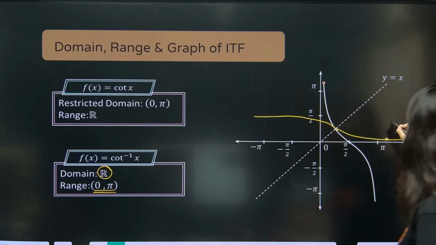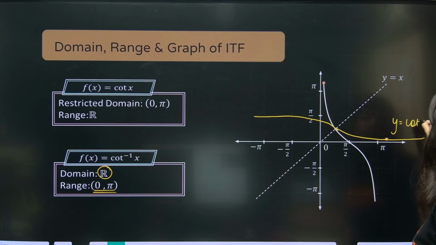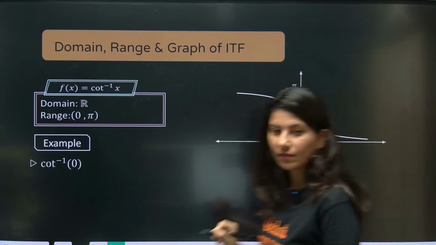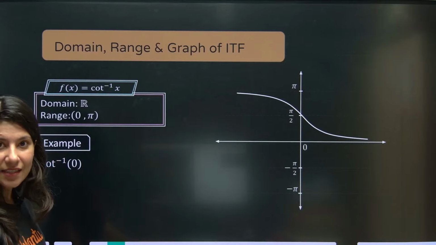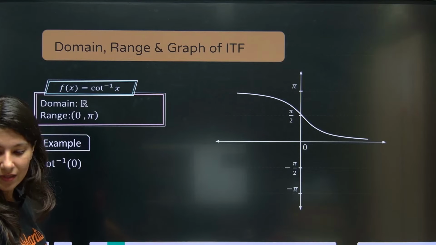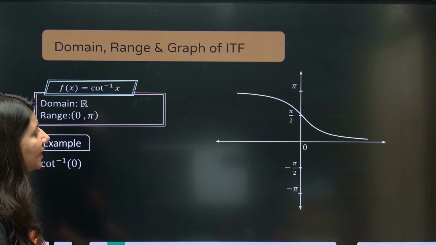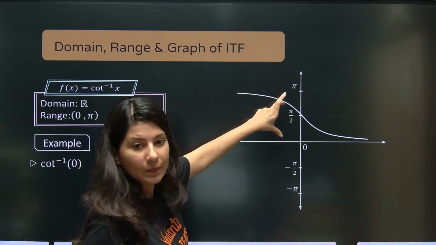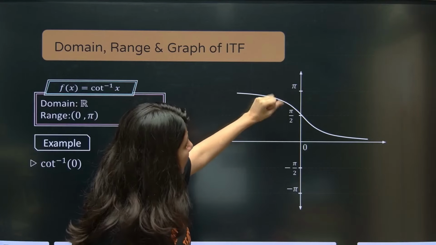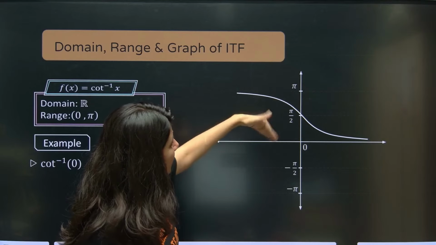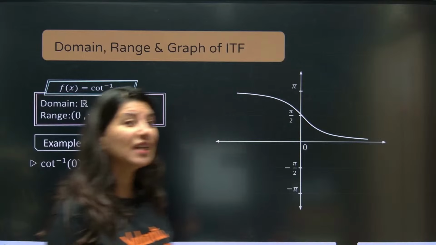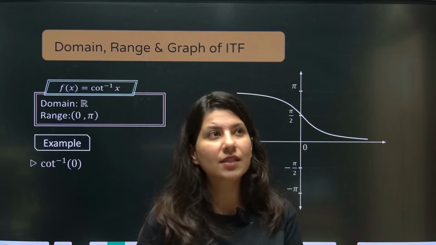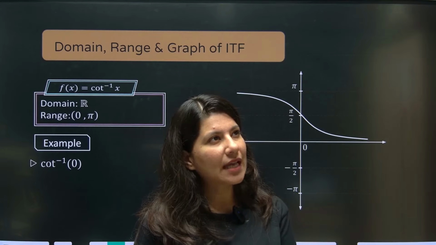Yes, this is your graph of y equals cot inverse x. Let me show it to you. It is lying completely above the x-axis, 0 to pi. Can you see 0 to pi over here? So completely above the x-axis. Cot inverse 0. Can anybody tell me? You need to think when exactly cot theta is 0. Cot theta 0 means tan theta infinity.